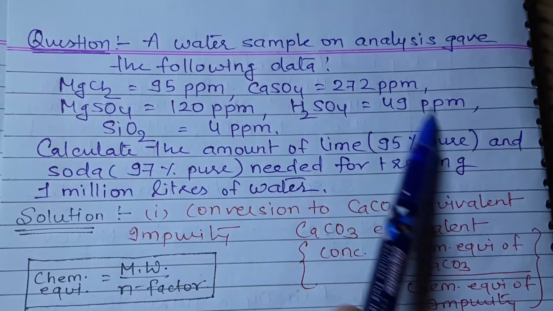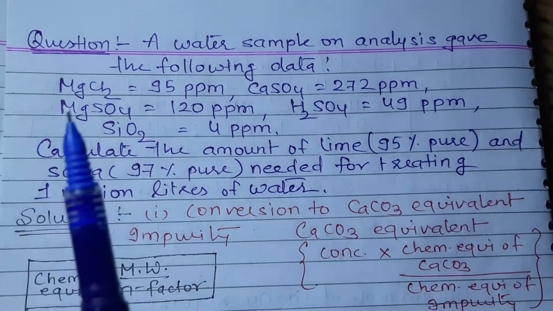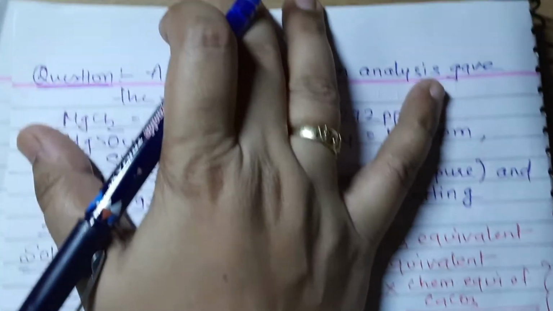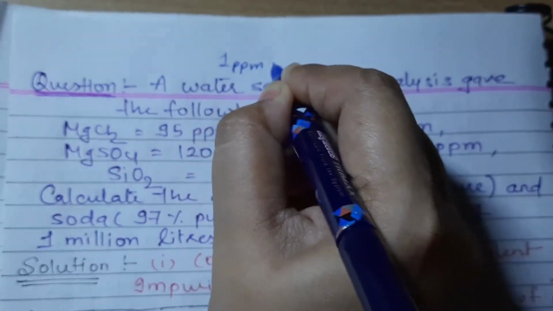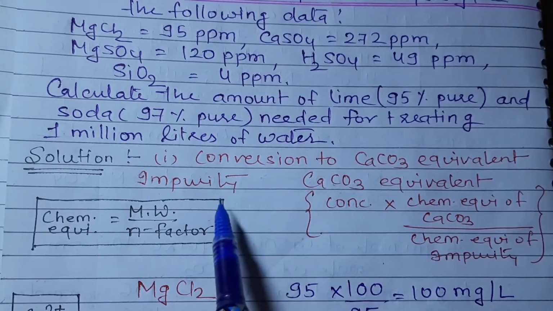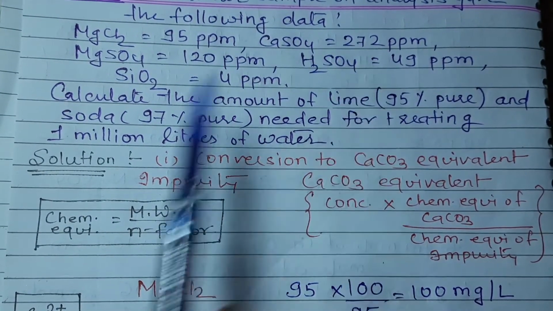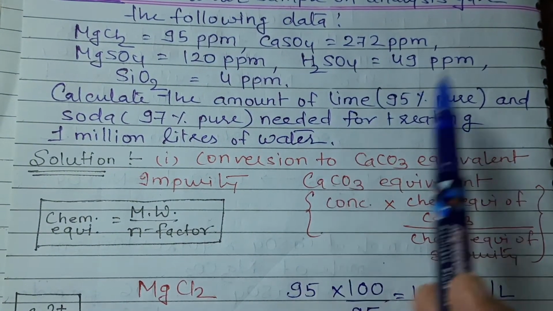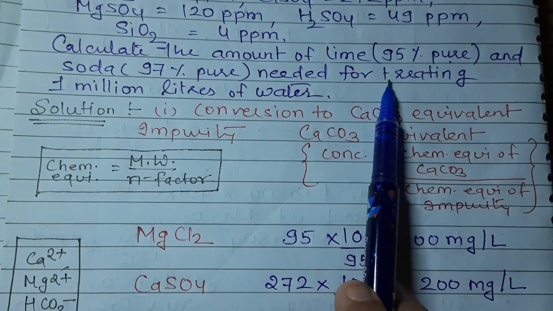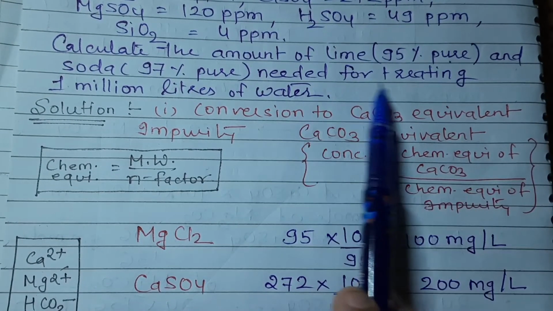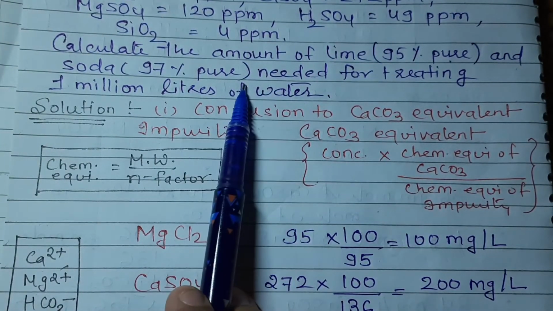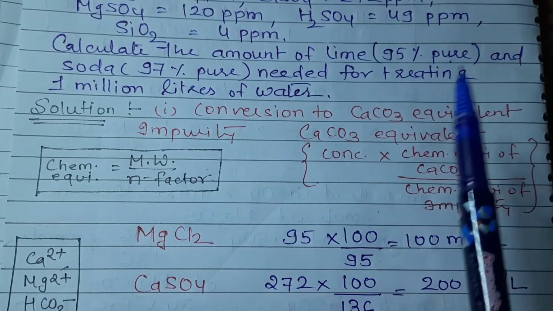So this ppm is actually represented in the form of milligram per liter as well. We know that 1 ppm is equal to 1 milligram per liter. So all these quantities are equivalent to milligram per liter as well. We have to calculate the amount of lime. Lime is 95% pure and soda is 97% pure. And the water needed is for treating 1 million liters of water. So for treatment of 1 million liter of water and 95% lime and soda, we need to calculate the quantity.